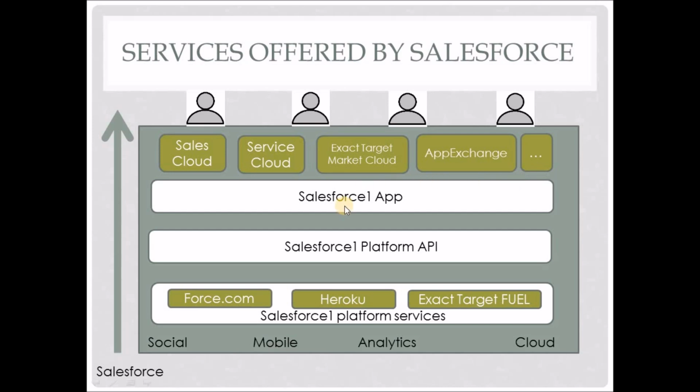Then underneath that lies the Salesforce One app. This is the app that allows you to access Salesforce through mobile. Below that, we have the Salesforce Platform API, which allows you to access the Salesforce platform as a whole. In Salesforce Platform, we have various platforms like Force.com, Heroku, and ExactTarget Fuel. Force.com is where you can develop your Salesforce app. Heroku is where you can develop your applications using various programming languages apart from Apex and more. So these are the services offered by Salesforce.